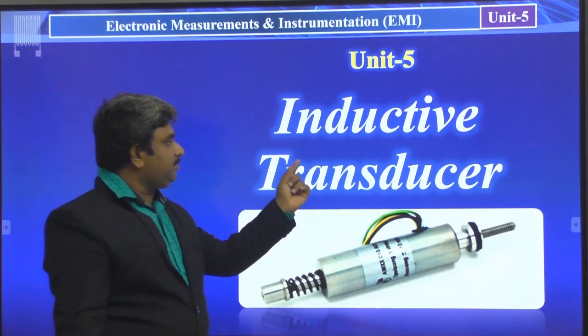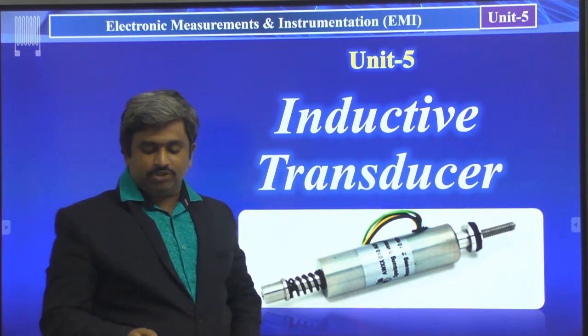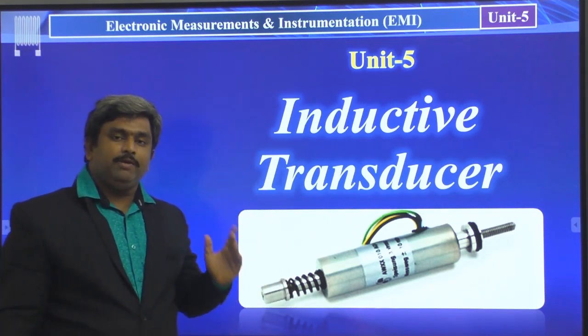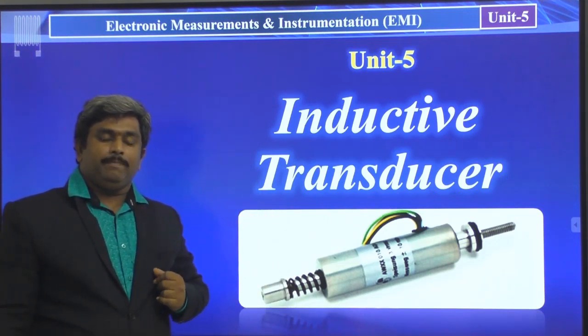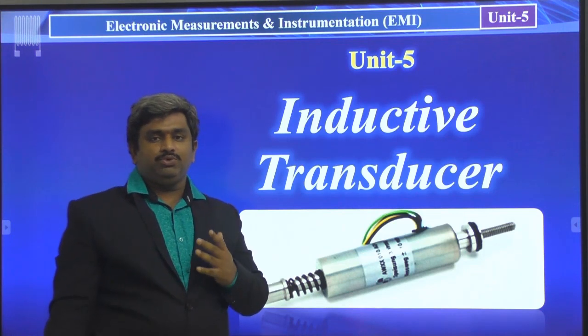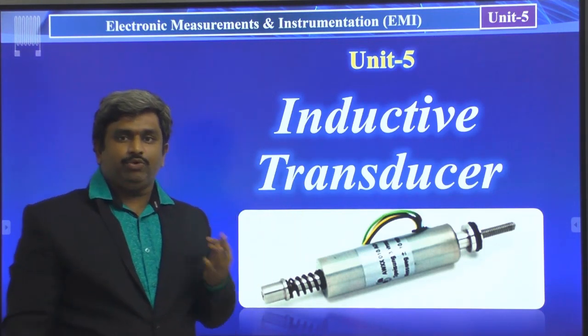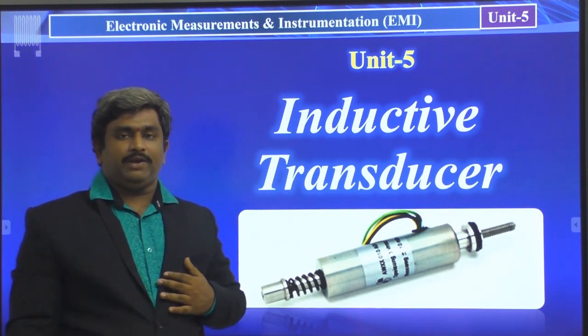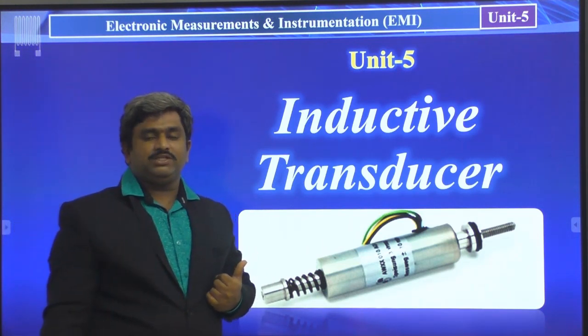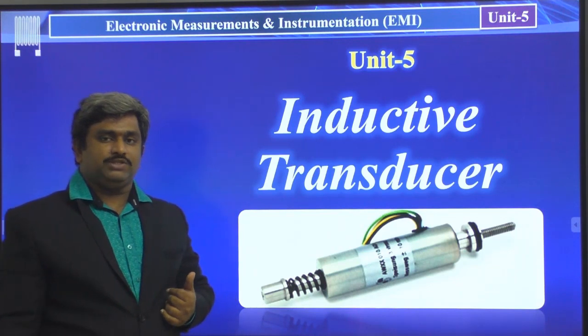Today we will see the concept of inductive type transducers. This is the second part of the passive transducers. In the passive transducers we have three categories: resistive type transducers, inductive type transducers, and capacitive type transducers. We have completed the previous classes with resistive type transducers.